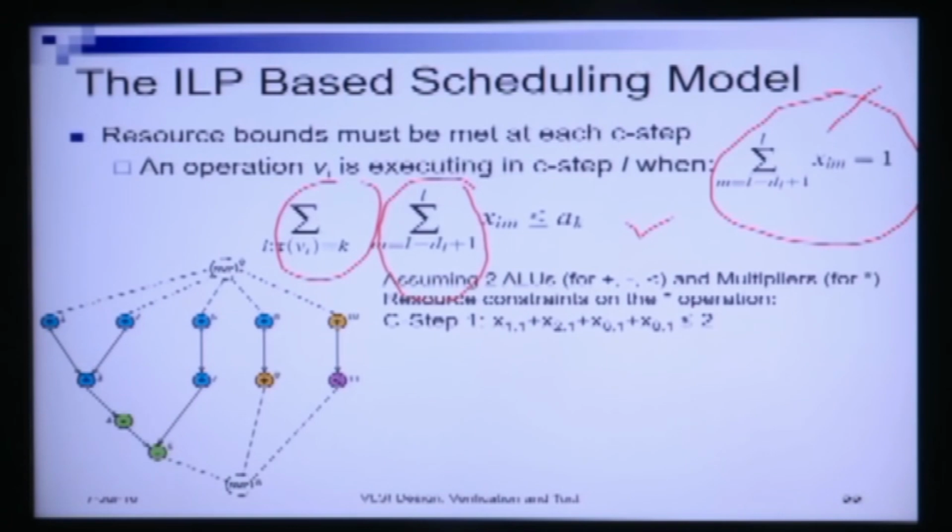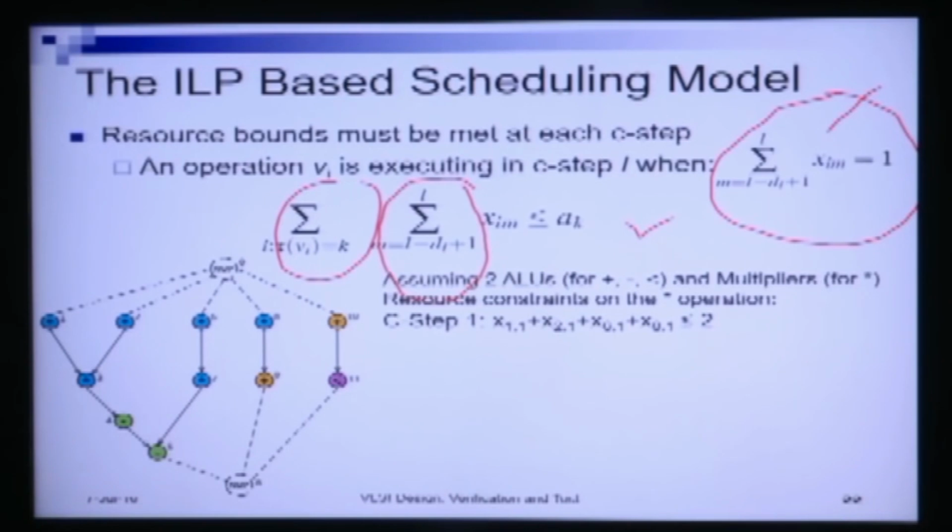So, hence for the first time step for the multiplication operation, what do we have? We say that x11, what are all the possibilities? The first operation has a possibility of being scheduled in time step 1. The second operation also has a possibility of being scheduled in time step 1. The sixth operation has a possibility of being scheduled in time step 1, and the eighth operation also has a possibility of being scheduled in time step 1. There are no other multiplication operations that can possibly be scheduled in time step 1.